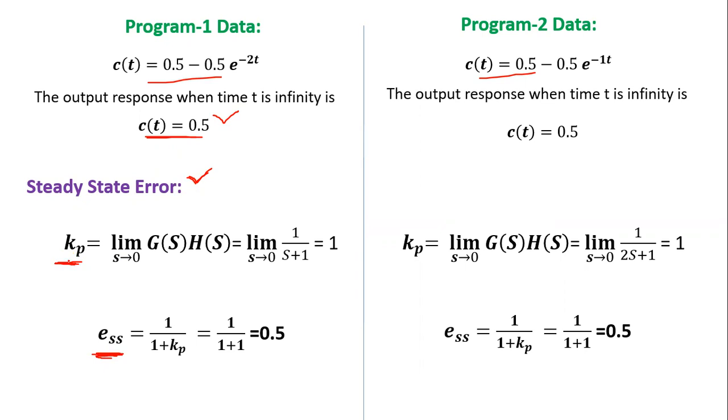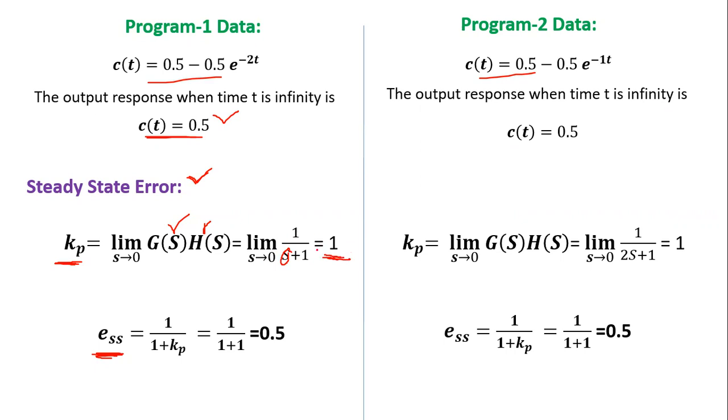The Kp value, the positional error constant, is equal to the limit s tends to 0 of G of s into H of s, where G of s is the open loop system and H of s is the feedback element. Already we know the transfer functions: the open loop transfer function is 1 by s plus 1, and the feedback element is 1, unity feedback. If we substitute s as 0, the denominator term will be 1, so 1 by 1, and we get Kp as 1.